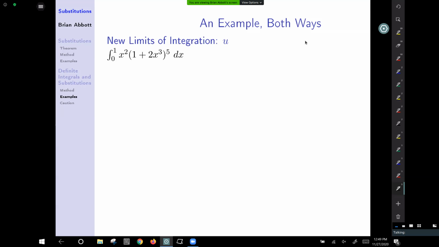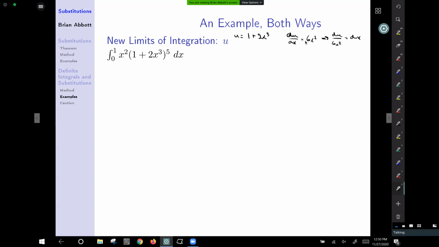I see 2x to the third power plus 1. Well, x to the third power has x to the second as its derivative, so that's going to be our choice of u. So let's first make our substitution and rewrite our integral. So our u substitution is going to be u is equal to 1 plus 2x to the third power, and then du dx is equal to 6x squared, which gives us that dx is equal to du over 6x squared.